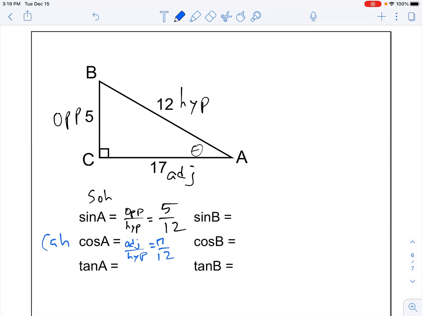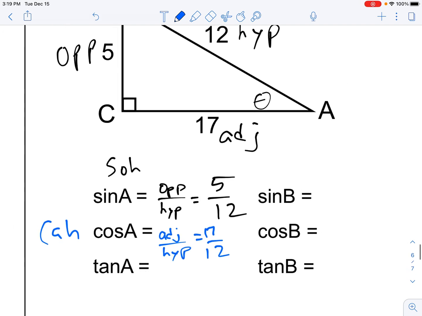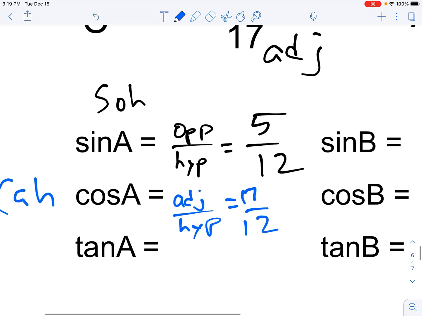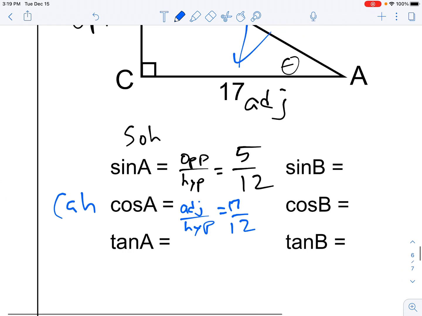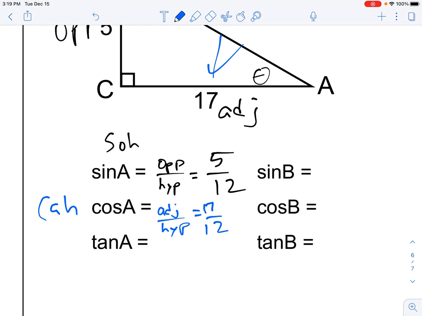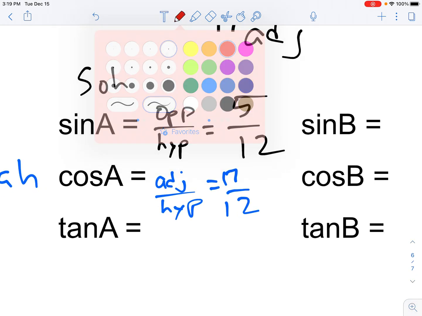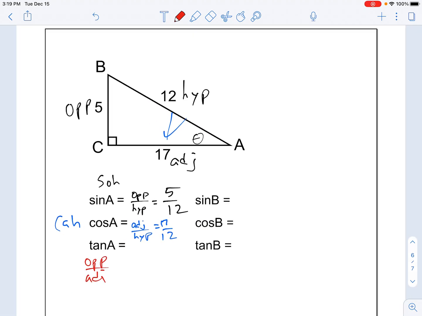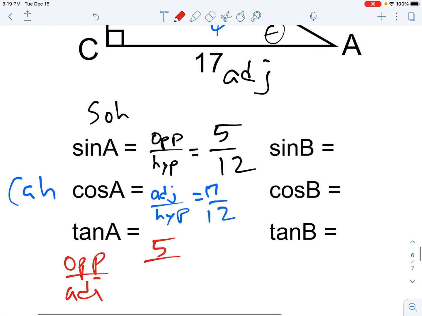This is not even right. This triangle can't happen. These are backwards. This does not work out because that can't be the longest side. Anyway, I just noticed that now. We'll just stick with it because you guys already did it. But yeah, this triangle can't happen. And tangent of A is opposite over adjacent. Opposite is 5 and adjacent is 17.